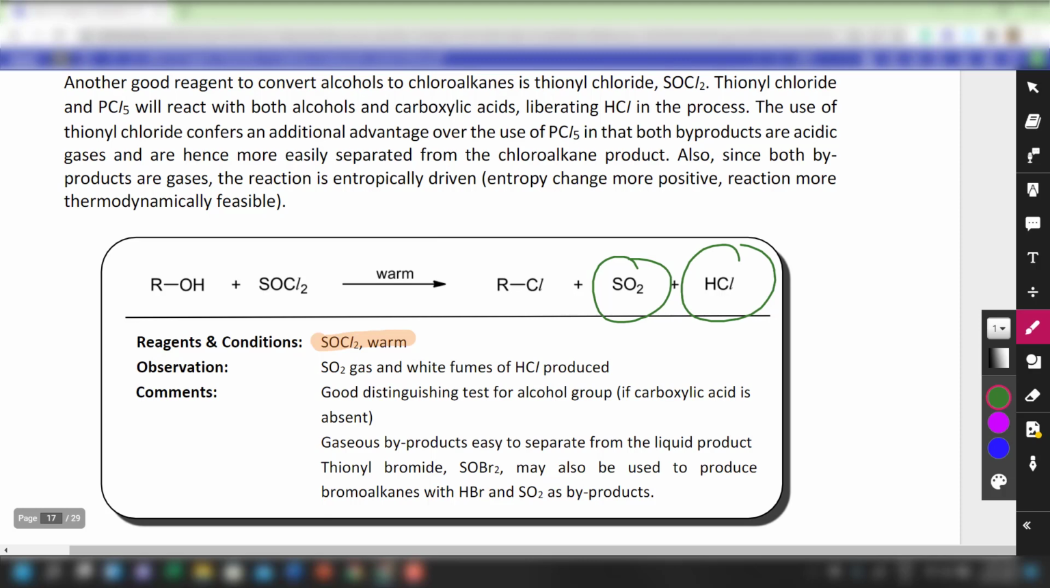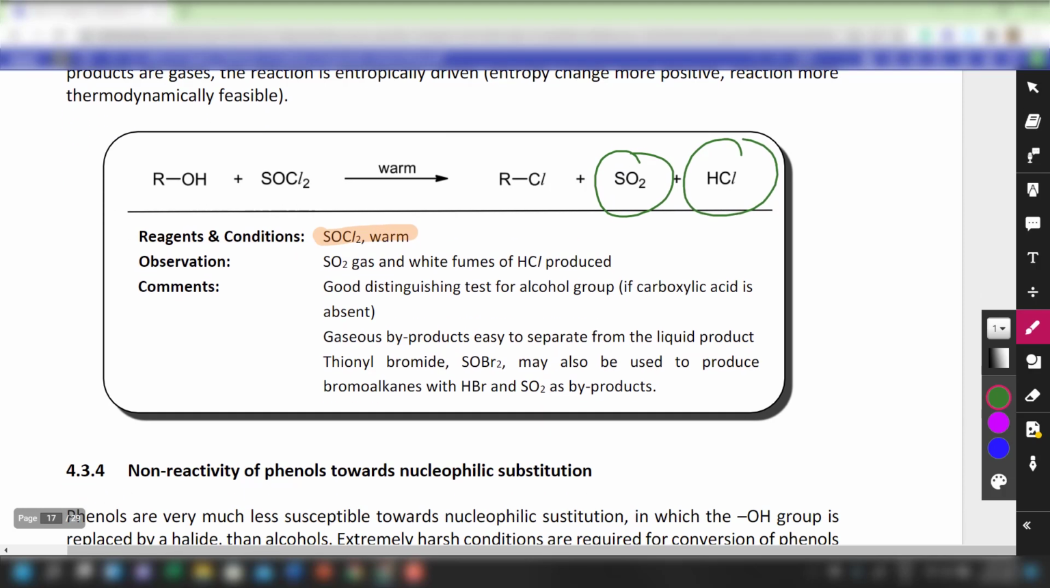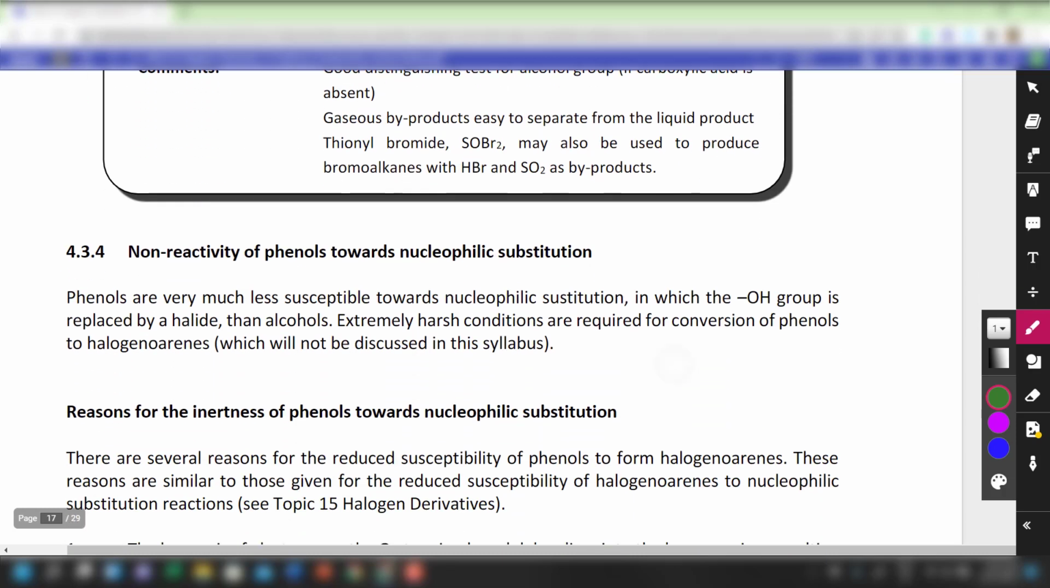Okay, so that's something you need to take note of, especially when you allow the gas to escape and then be absorbed into a base sink. That would be a very good way for you to perform the reaction. Some students might ask, does thionyl bromide exist? Yes, but it needs to be prepared as well, because it's not so stable.